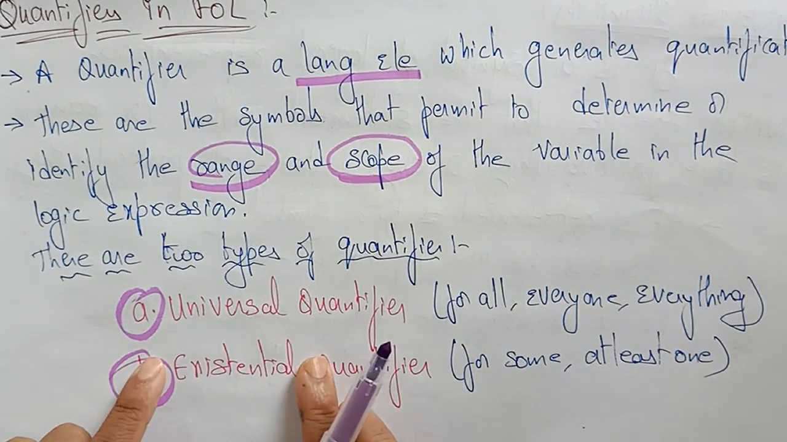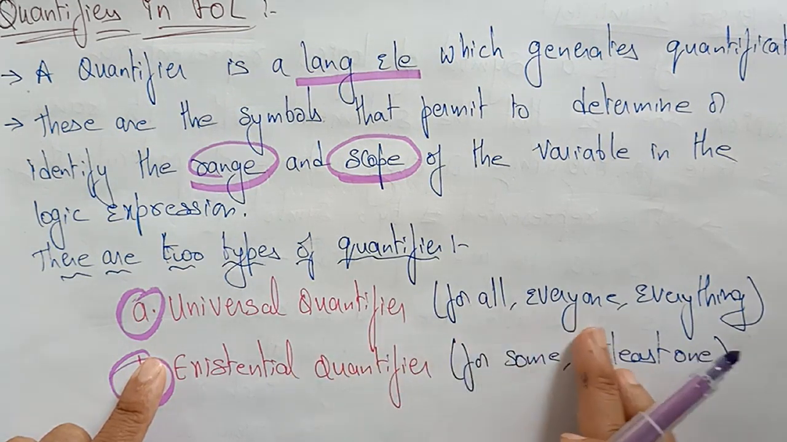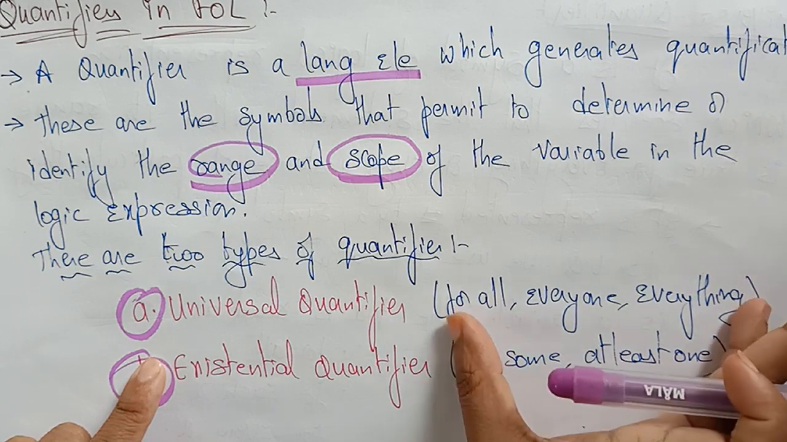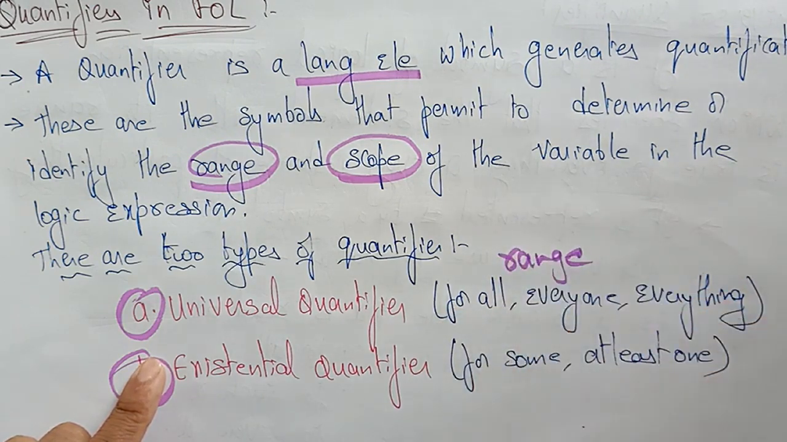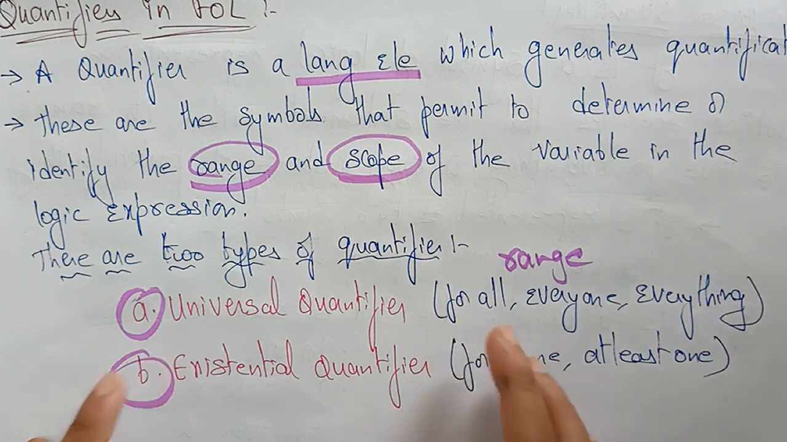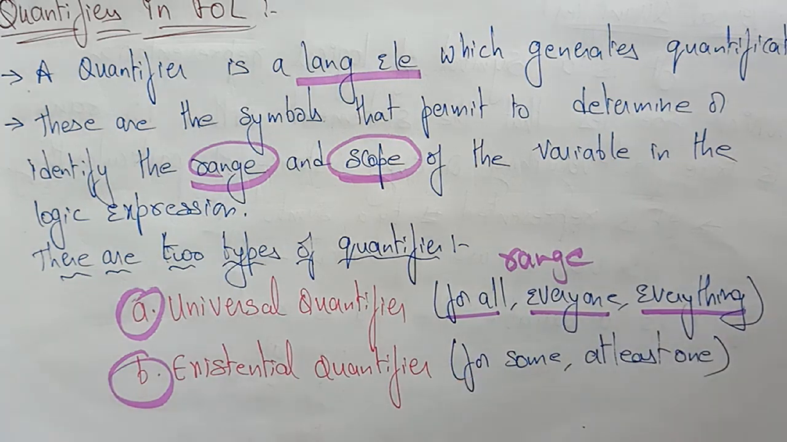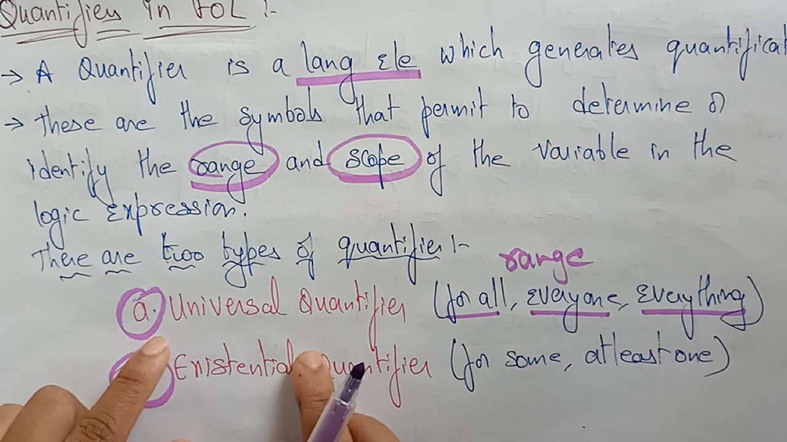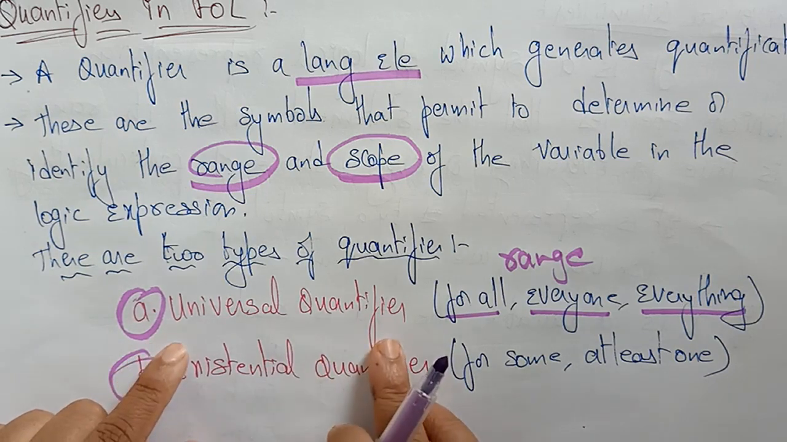Universal quantifier is nothing but for all, everyone, everything. It determines or identifies the range of the variable. It means if a particular range is given to a variable, it deals with for all in that particular range, everyone in that range, everything in that range. If you are talking about those concepts, then you have to represent the sentence with the universal quantifier.